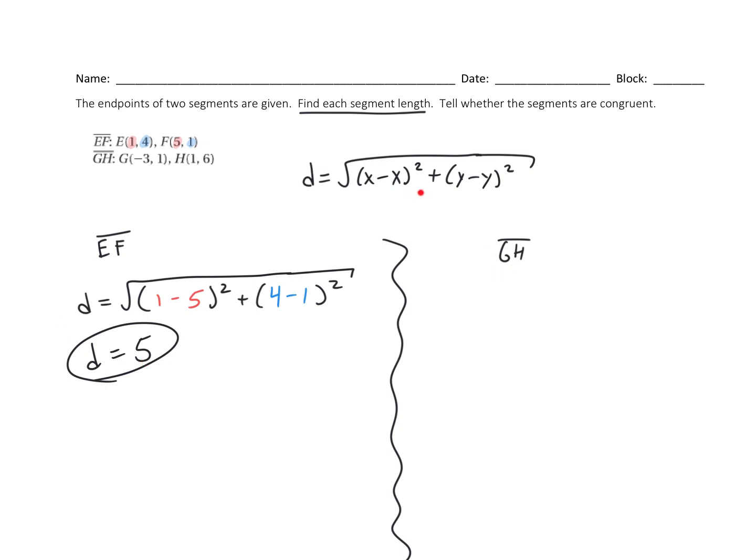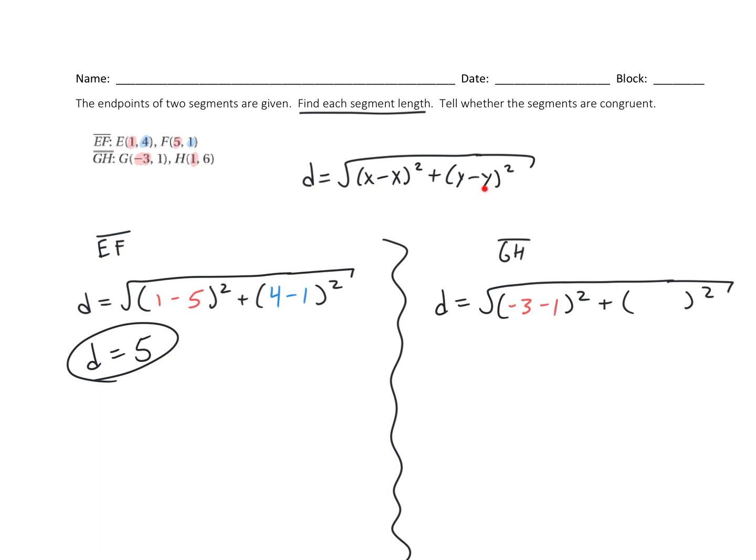Once again, same formula, but we're using these points down here because they go with GH. So I'll start by writing the formula. I'm just leaving blanks where x and y would be. So it starts with x minus x. So let's highlight the x's. Do that in red again. So -3 and 1. So put -3 minus 1.